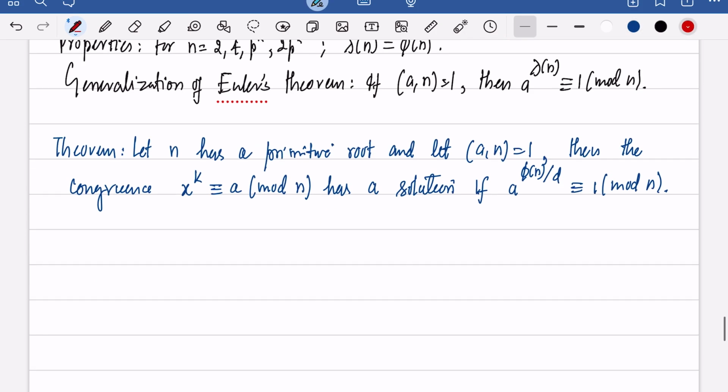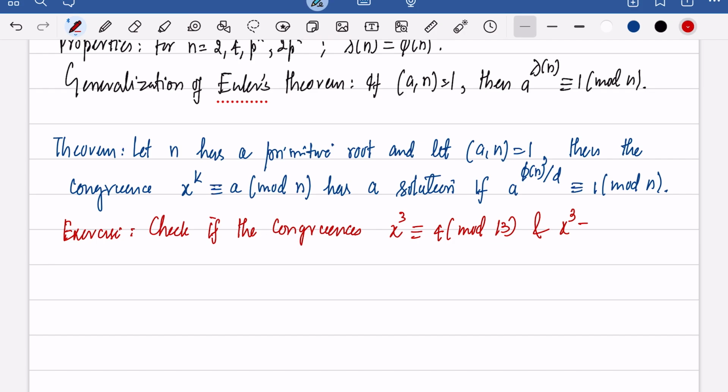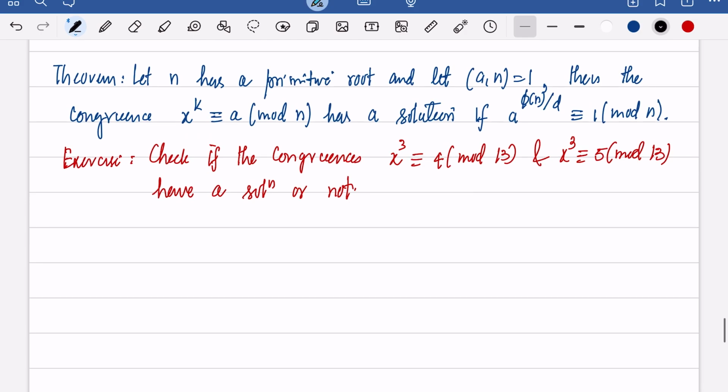Now we check this theorem in case of an exercise. Check if the congruences x^3 congruent to 4 mod 13 and x^3 congruent to 5 mod 13 have a solution or not. Now we can solve these congruences using the above theorem.